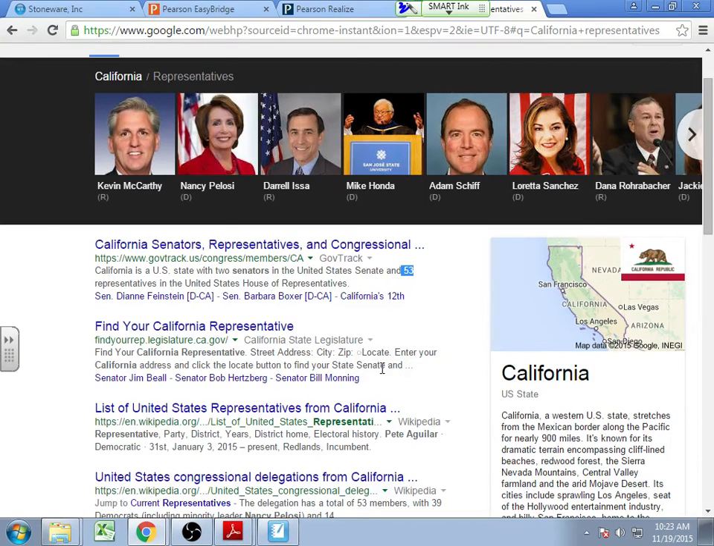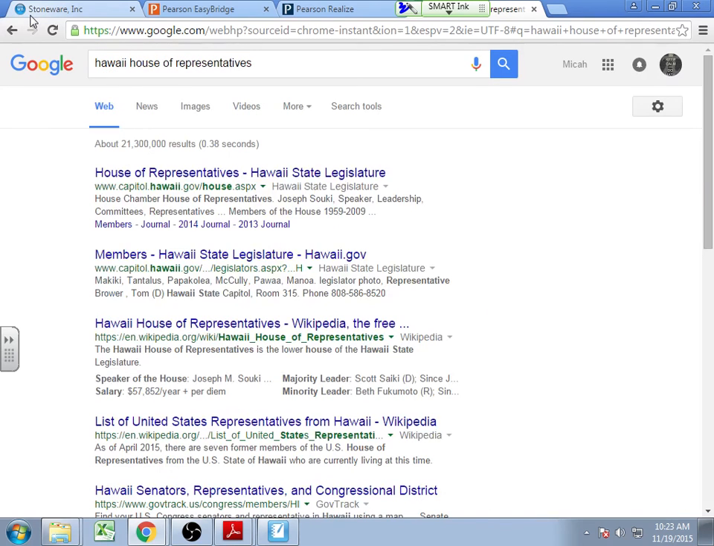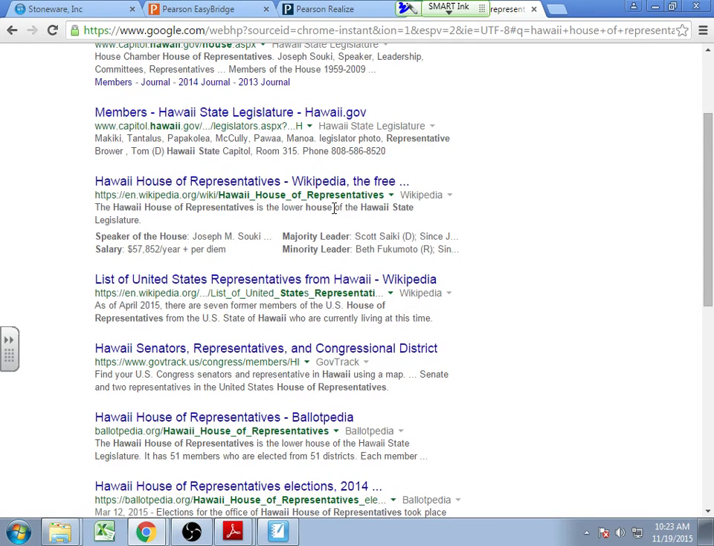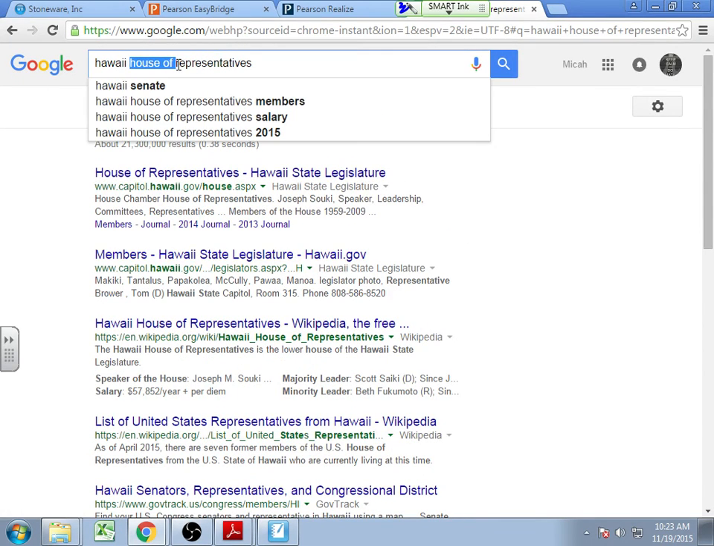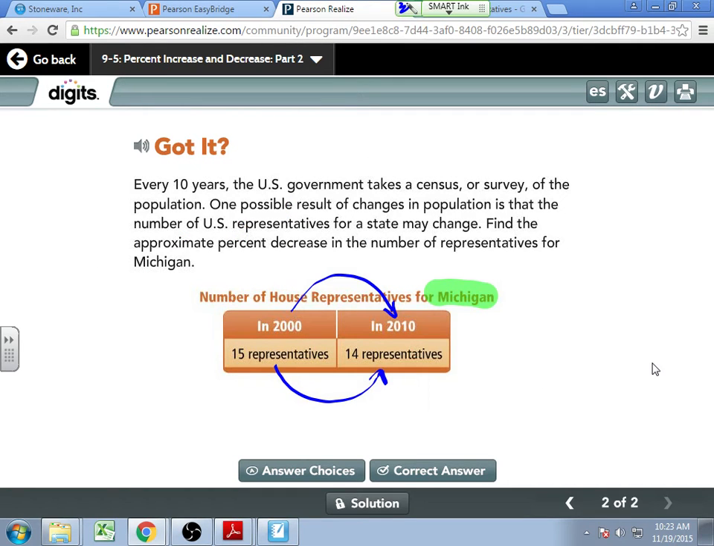How much does Hawaii have? So that's why representation is based on population. Hawaii has 2. Yeah, so Hawaii gets, I think the minimum you can have is 2. I think every state, no matter how small, has at least 2.